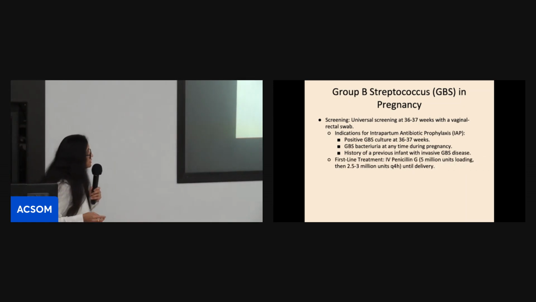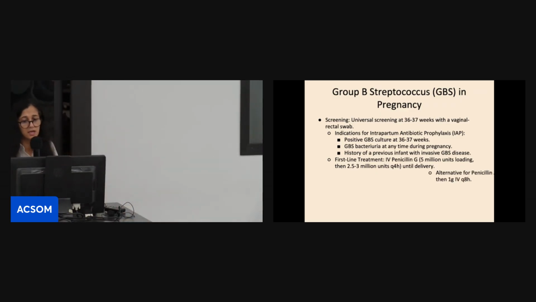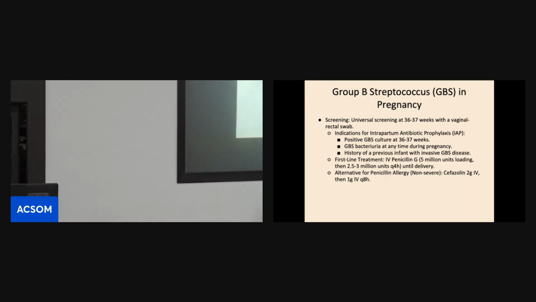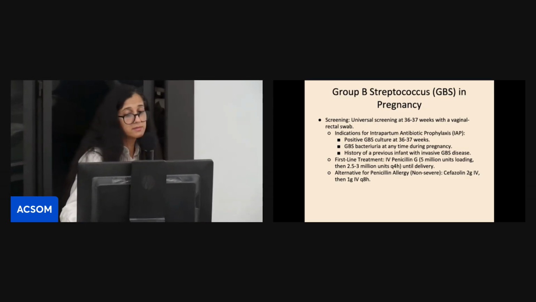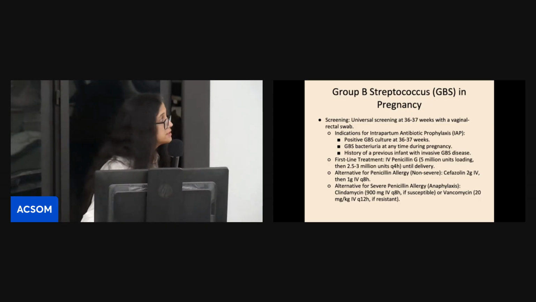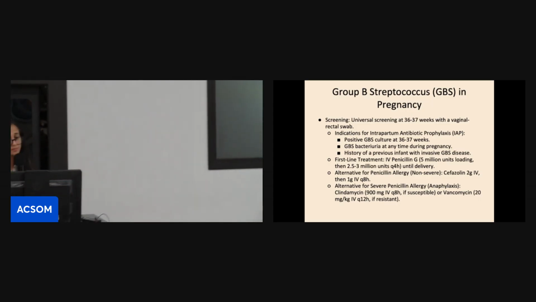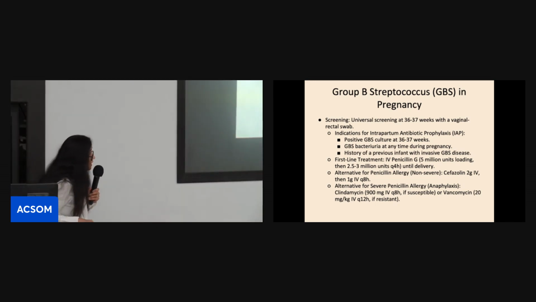We talked about the first line treatment. Usually it's penicillin, 5 million units loading dose, and 2.5 million units every 4 hours until delivery. The alternative, if you have a non-severe allergy to penicillin, is cefazolin: a 2 gram loading dose, then 1 gram every 8 hours. And for severe allergy, anaphylaxis, the alternative is clindamycin, if the bug is susceptible to clindamycin. Otherwise, you're getting the big guns, right? Vancomycin.